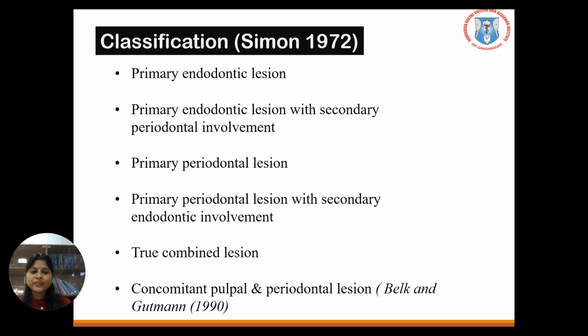Now, what is the classification of endoperio lesions? It was given by Simon in 1972. It included primary endodontic lesion, primary endo lesion with secondary periodontal involvement, primary periodontal lesion, primary periodontal lesion with secondary endodontic involvement, true combined lesion, and a concomitant pulpal periodontal lesion given by Belk and Gutmann in 1990.